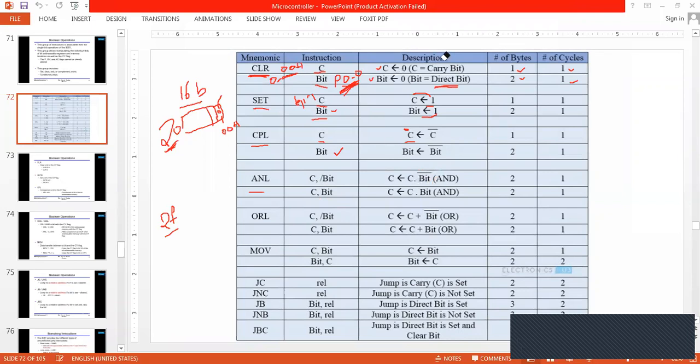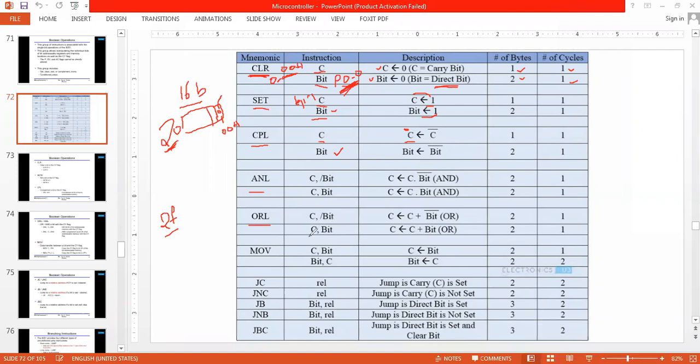Then in the same way, we have ORL. ORL C comma hash, a bar bit, then C comma bit, either complemented or non-complemented bit. It is going to be made OR logic. Then MOV bit comma C, or C comma bit. It means the bit value will be updated towards the carry flag, and carry flag is going to be loaded into a bit field.